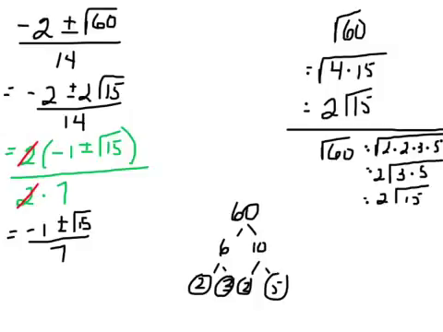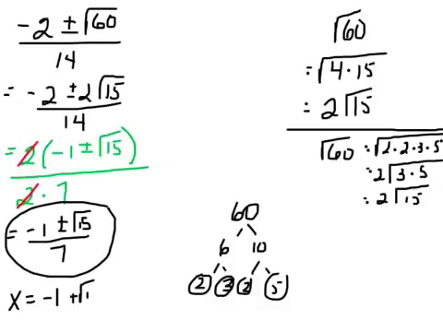All right. So there are 2 answers. I can write my answer like this. This is the way lazy mathematicians write it. But if we wanted to know what the 2 separate answers are, it's negative 1 plus the square root of 15 divided by 7, or negative 1 minus the square root of 15 divided by 7.